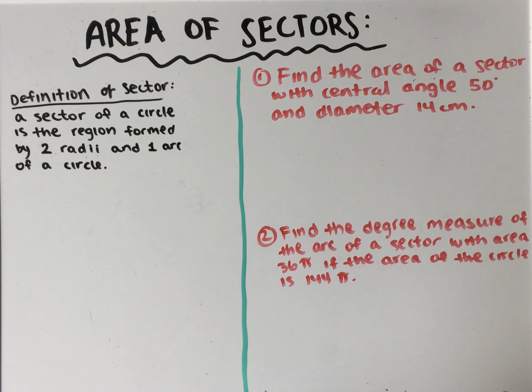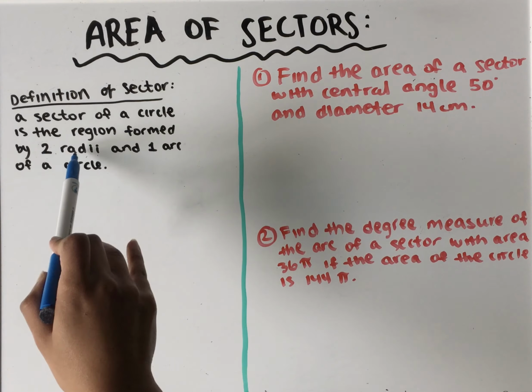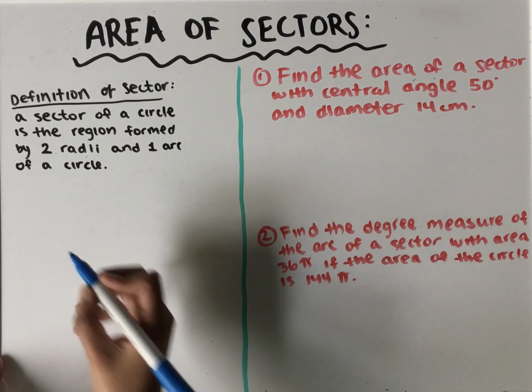Hey guys, today we're going to be talking about area of sectors. So first, let's get the definition of a sector. A sector of a circle is the region formed by two radii and one arc of a circle. Now let's bring in two examples.